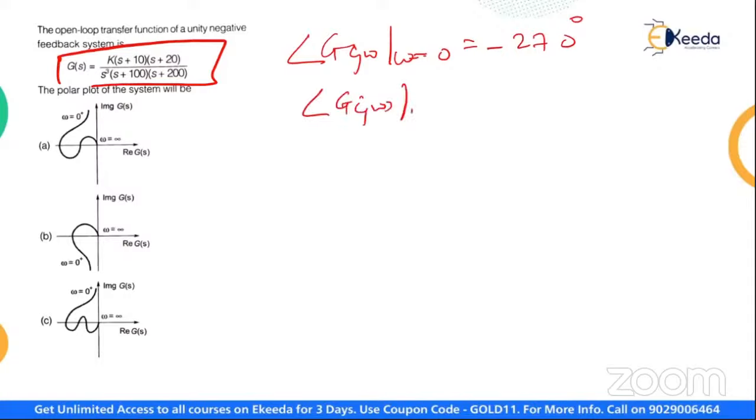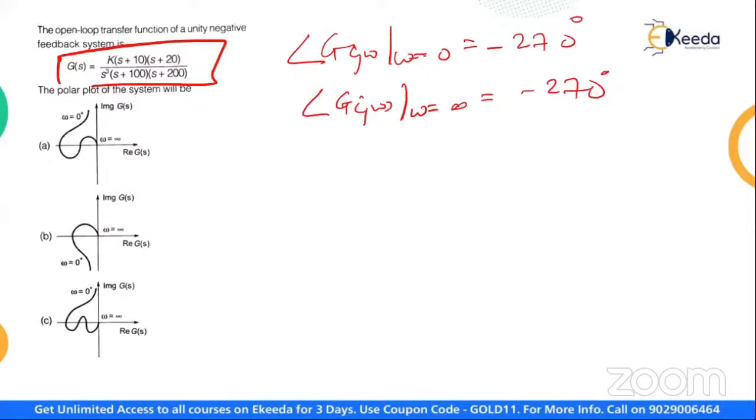Since the open loop transfer function of a unity feedback system is given, they are asking you what is the polar plot for the system. What is the angle of G of j omega at omega equal to 0? If you put omega equal to 0, what angle do you get? Definitely the angle here is minus 270 degrees. Similarly, what is the angle of G of j omega at omega equal to infinity? Again, it is going to be the same, minus 270 degrees.